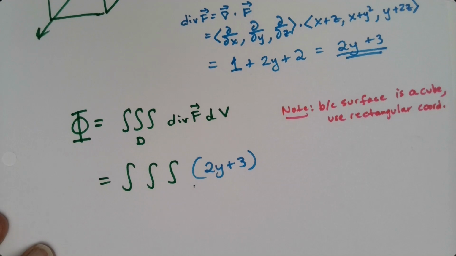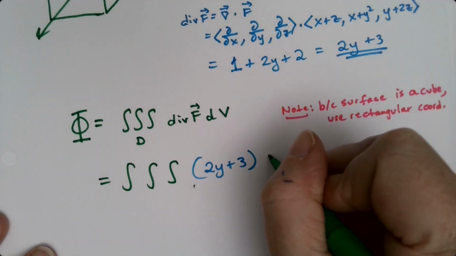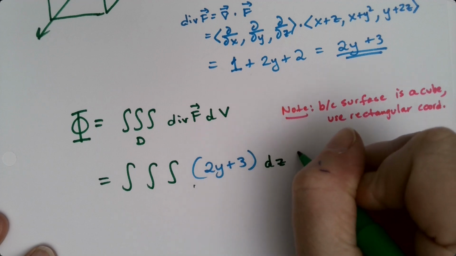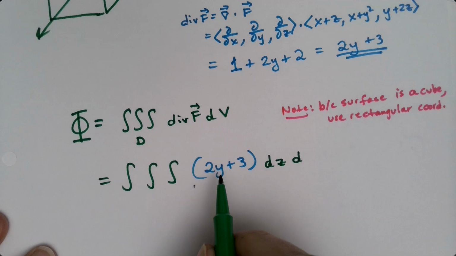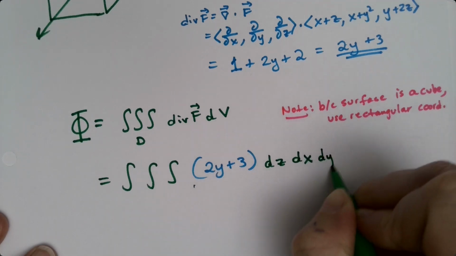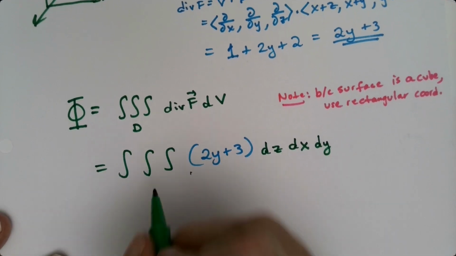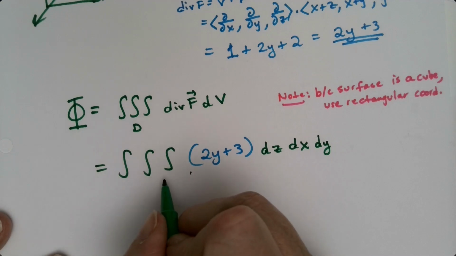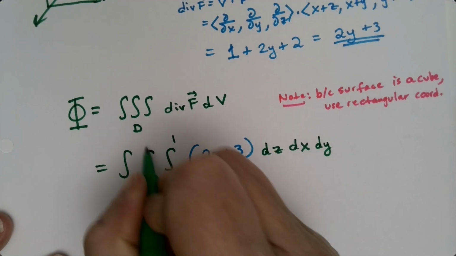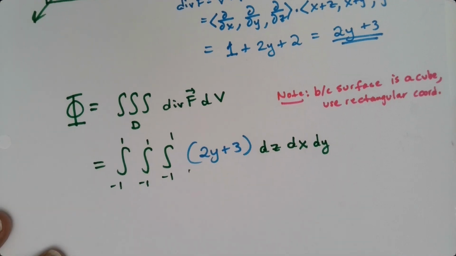Okay, so we're going to go dz dx dy or dz dy dx. It doesn't really make any difference. dz, and I see that y is the variable in here, so I'm going to do dx next and dy last because y is the only variable I actually have. And then these are all going from -1 to 1, -1 to 1, -1 to 1 because it was given to us as a cube.